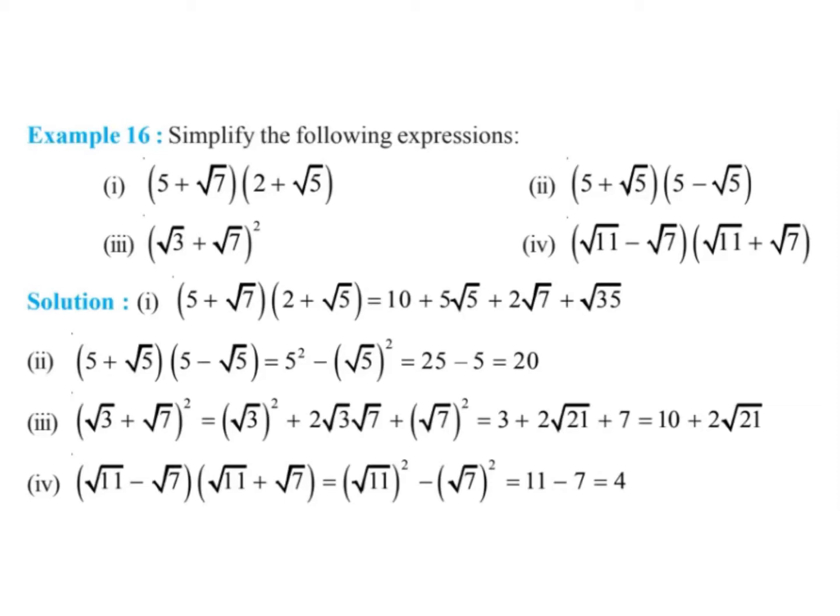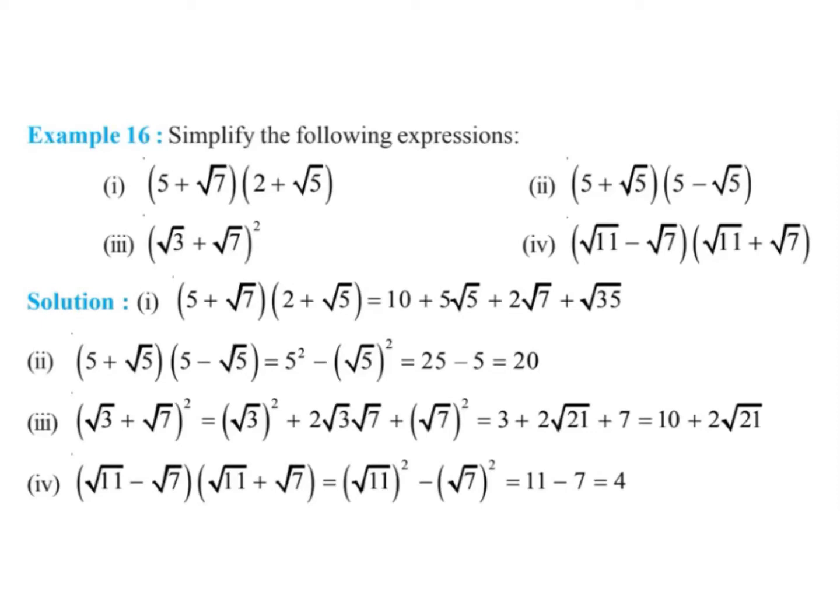So first of all we will multiply it by 5. 5 into 2, that is 10. 5 into √5, that is 5√5. Now we'll multiply by √7. So plus √7 into 2, that is 2√7, and √7 into √5, that is √35. So the answer is 10 + 5√5 + 2√7 + √35.